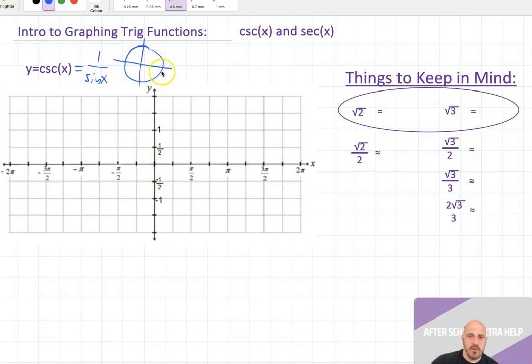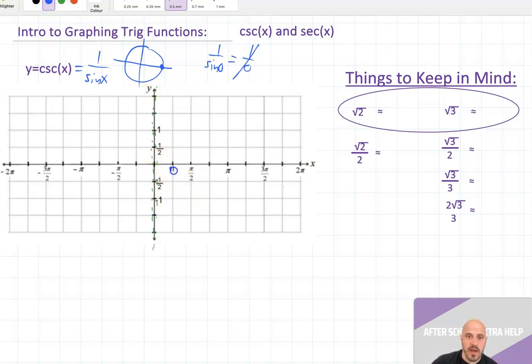If I put in a 0, 0 degrees or 0 radians, well, what's 1 over the sine of 0? That's 1 over 0. That's not good. What's that in our graph? I'm going to use a different color and put in a vertical asymptote, right? Divide by 0, we can't have that. That's our vertical asymptote.